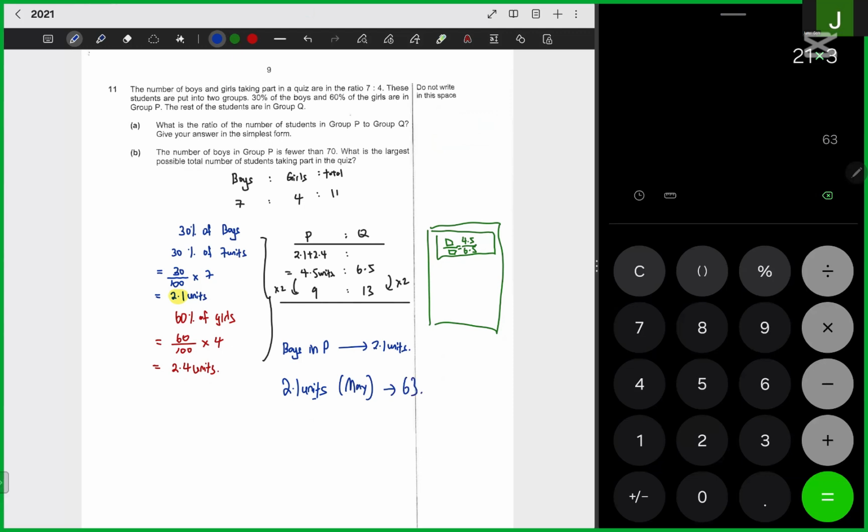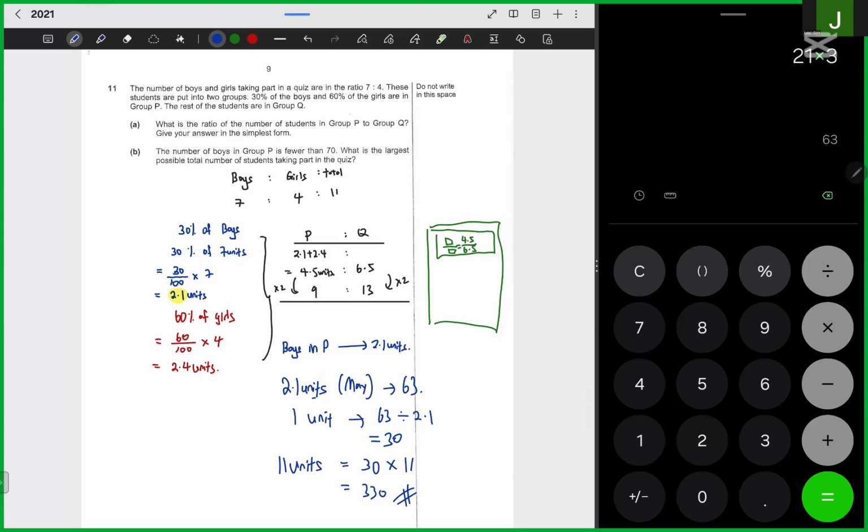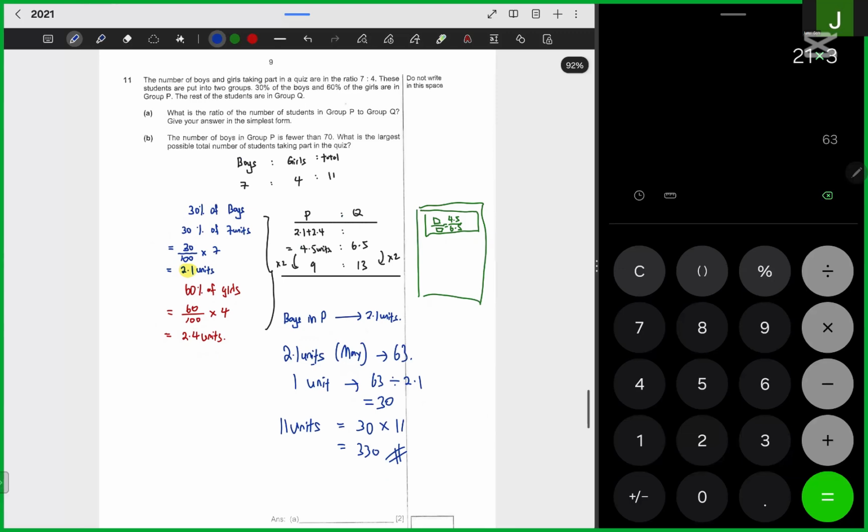Okay, what is the largest total possible number of students taking the quiz? So 1 unit is 63 divided by 2.1, which is 30. Okay, so 11 units will be 30 times 11, 330.